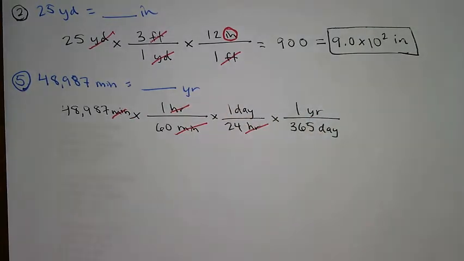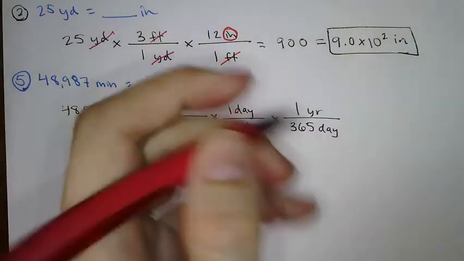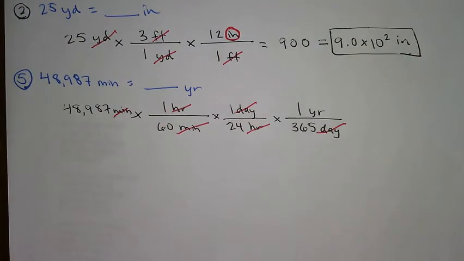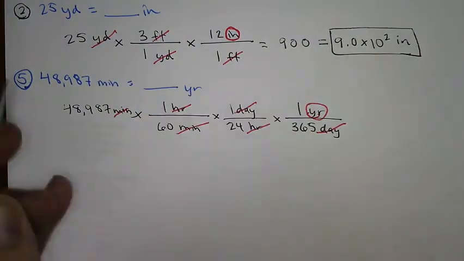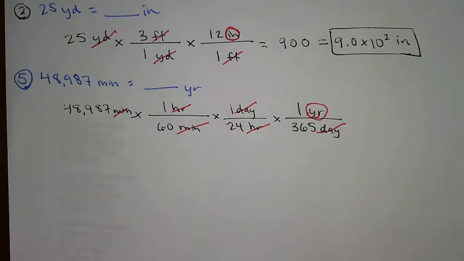And I don't want to hear no nonsense about leap year and whatnot. I'm going with 365. I'm going to call it good. Days cancel. All right, I'm left with years, which is perfect. Notice, again, I've done no math up to this point.